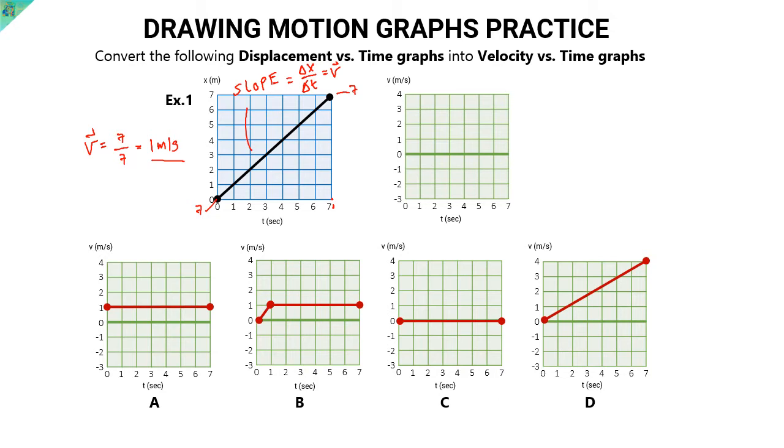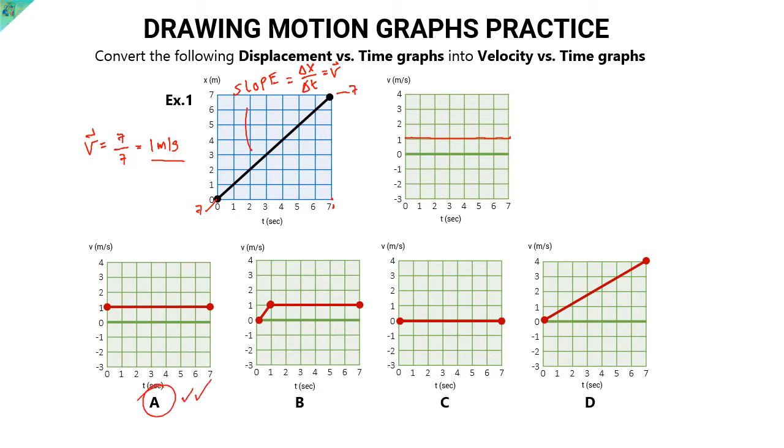Now, should it be in a different direction or should it be flat? Let's see. Since from time 0 up to time 7, as you can see, the velocity doesn't change, which means that from time 0 up to time 7, our velocity would also not change in our velocity time graph. So from here, out of all the choices, the answer would be letter A.